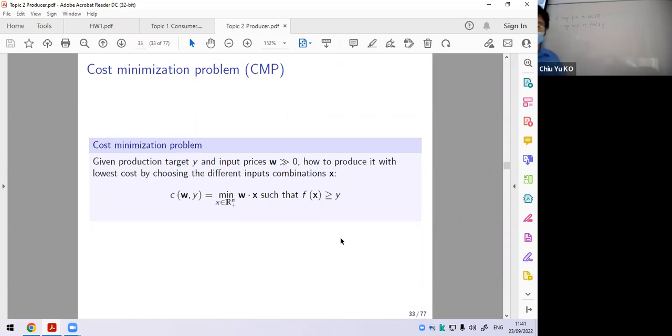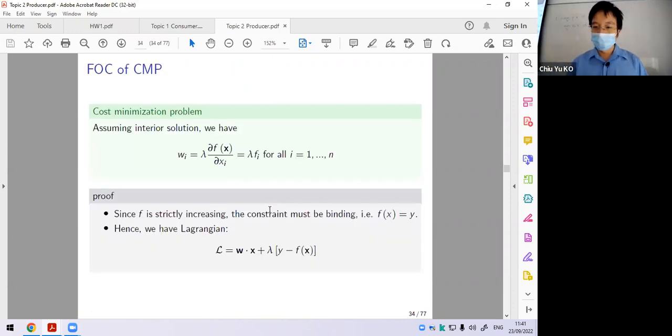Okay, is that okay? So that's why everything goes through. I'm not going to prove anything, but just to list the outcome. And remember, if you have an interior solution, right? So here is the input price. It will be the same as lambda times the marginal product. You probably would not like this one because it's not very clear what's going on. But this is just standard from the Lagrangian.